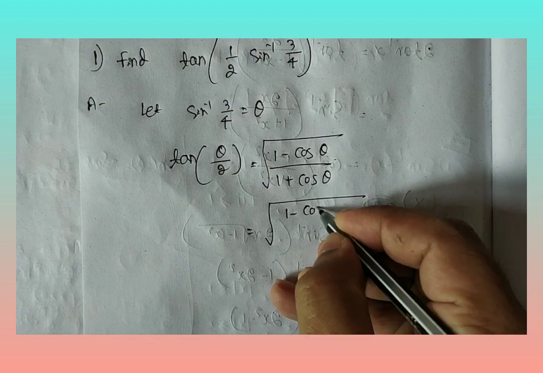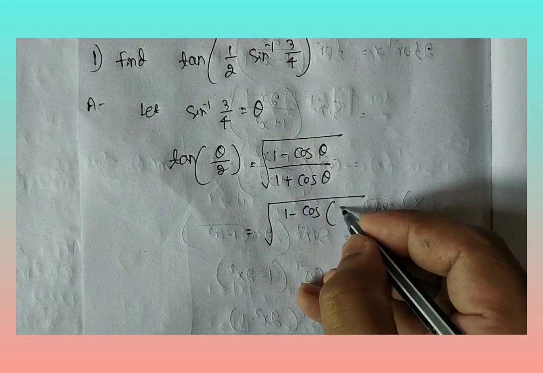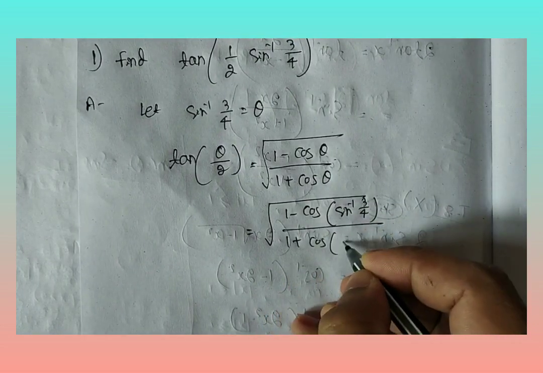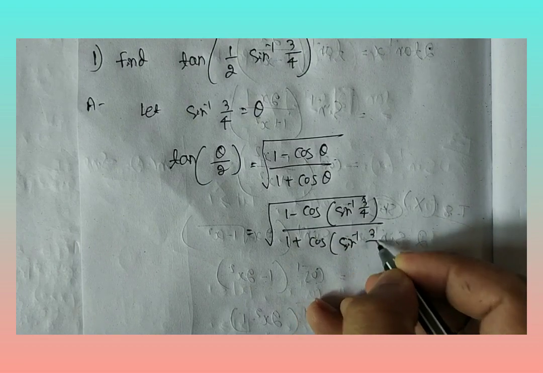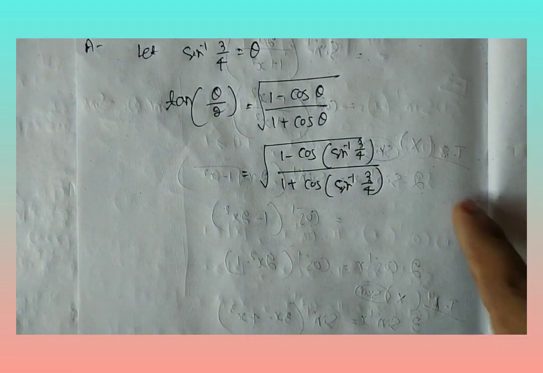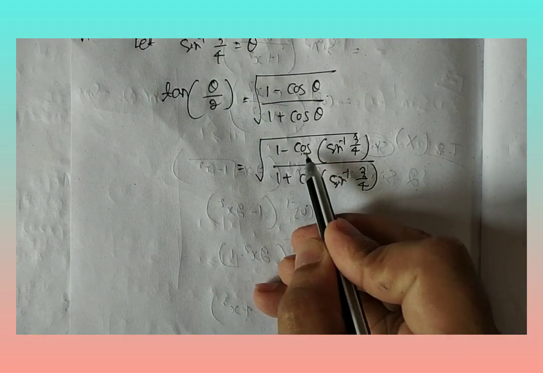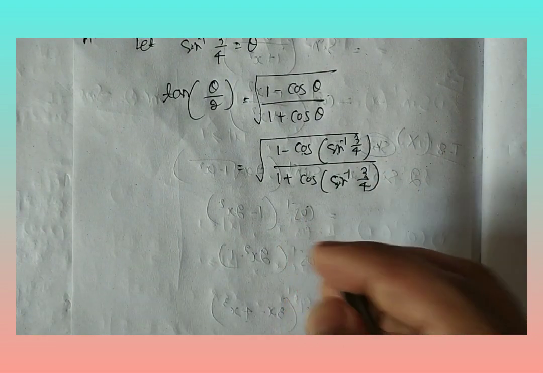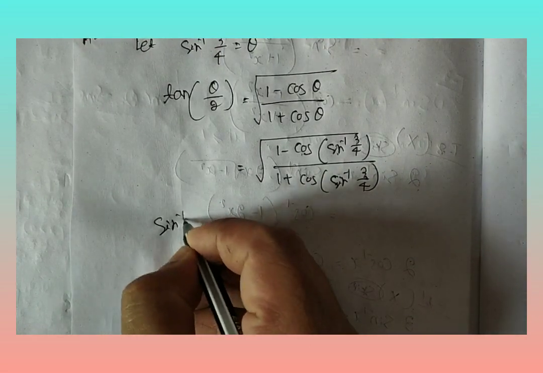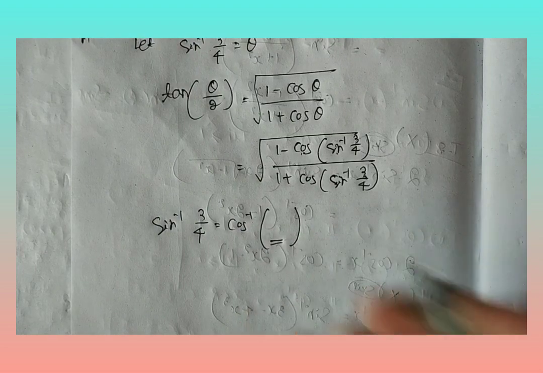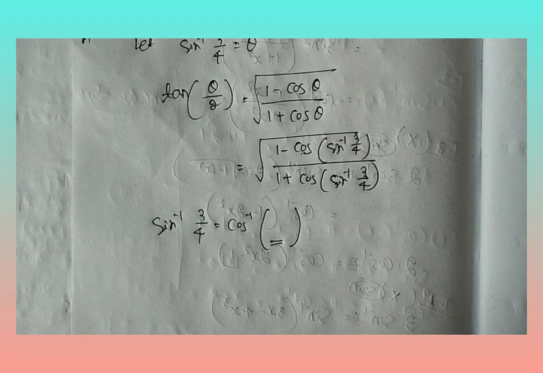1 minus cos of, now put the value of theta, sine inverse 3 by 4, divided by 1 plus cos of sine inverse 3 by 4. And we know that cos inverse cos theta equals theta, that is the type 1 formula, but here it is sine inverse. First we have to convert sine inverse 3 by 4 into cos inverse and find this value. How to find this value?